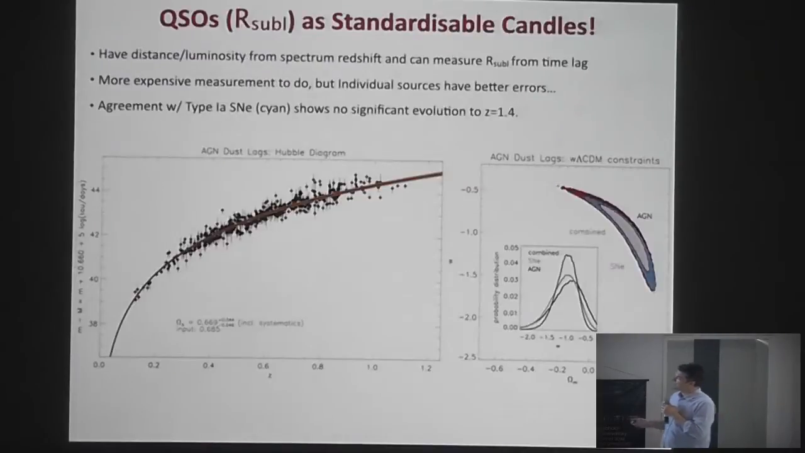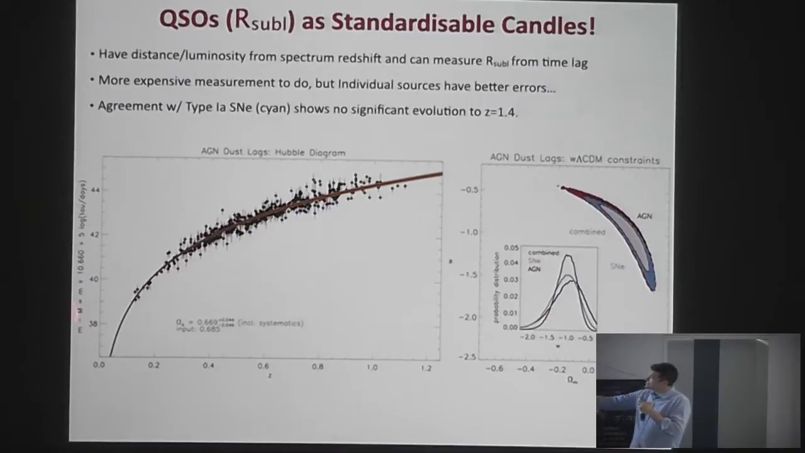What's interesting about the 6 micron in particular is that you can actually, again, use this as a standard candle. You have the distance from the spectrum and the luminosity from the spectrum. You can measure the sublimation radius from the time lag in the near infrared. So you essentially wait for the AGN to vary. You wait for the near infrared to vary. The near infrared is tracing the edge of the sublimation radius. And you then have a distance.